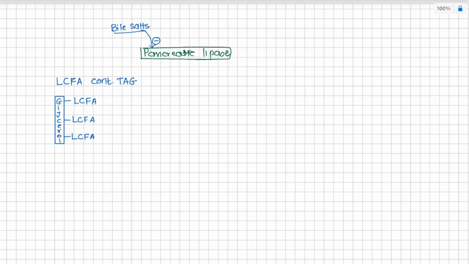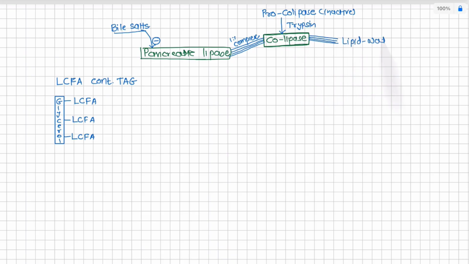This problem is solved by colipase. Initially, we have procolipase, which is inactive. It gets activated by the protein digesting enzyme, that is trypsin, to form active colipase. This active colipase forms a 1:1 complex with pancreatic lipase, 1 colipase for each pancreatic lipase molecule. Then colipase also binds at the lipid-water interface. By doing this, colipase does 2 brilliant things.